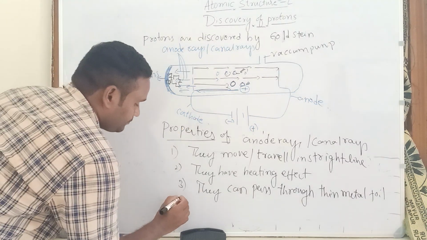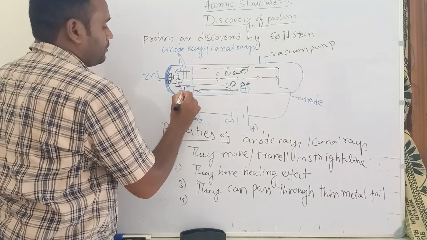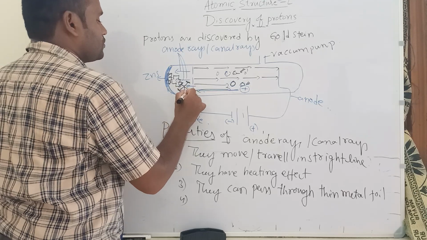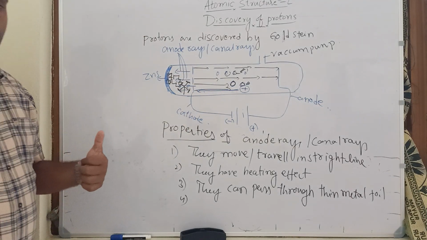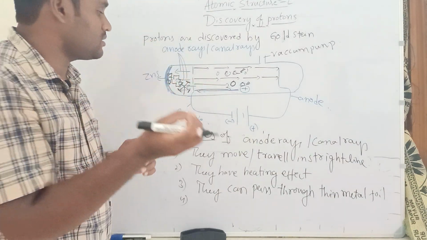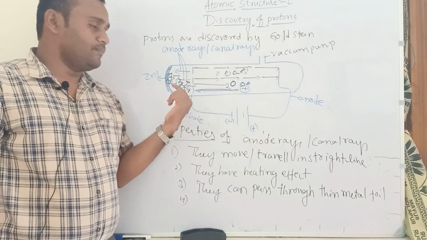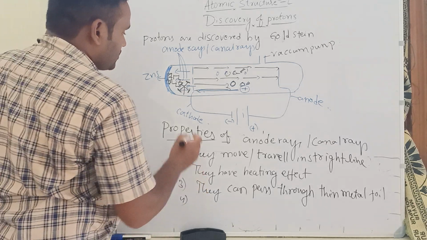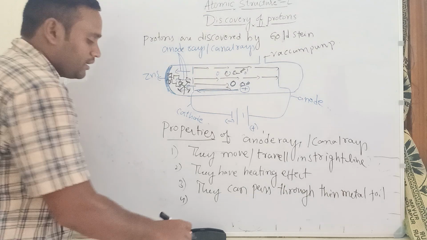And next, they can rotate the light paddle wheel. We already know the light paddle wheel is also rotated by cathode rays, but anode rays or canal rays can also rotate this light paddle wheel. Why? Because these anode rays contain some material particles. These material particles hit the light paddle wheel, hence the paddle wheel starts rotating. So we can say these anode rays also have some material particles.